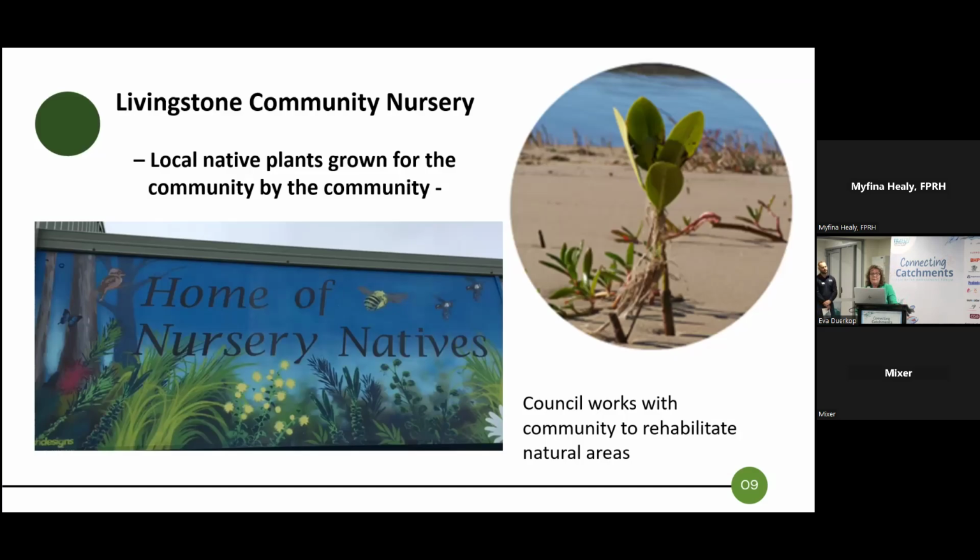So these, I guess, are our more higher level partnerships, but I can't go past the local community partnerships. And a big part of that is our local native plant community nursery. So without an endemic plant nursery that produces our local plants, a lot of the rehabilitation that community and council can do wouldn't be able to happen. So it's a key aspect, I guess, of our community action and what council can do.